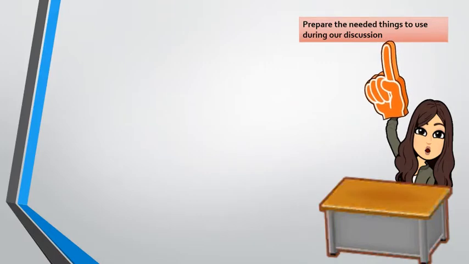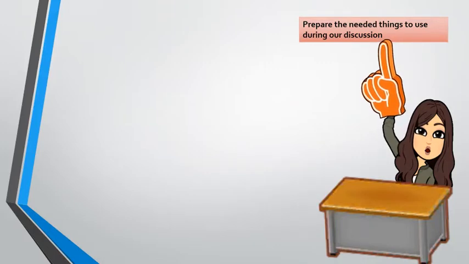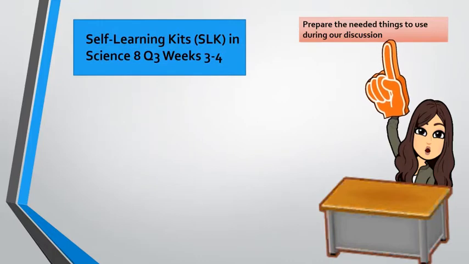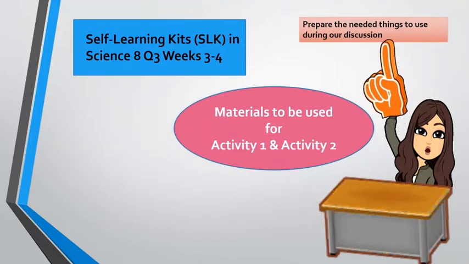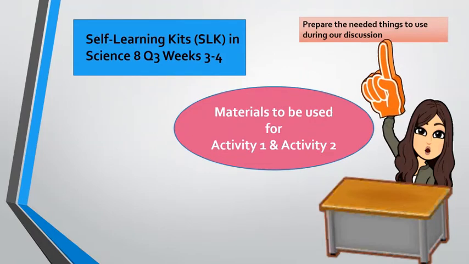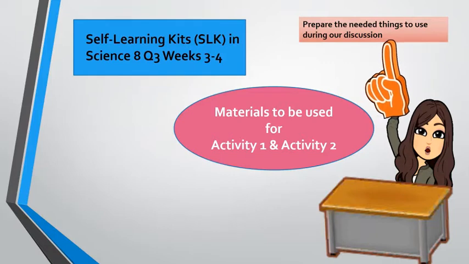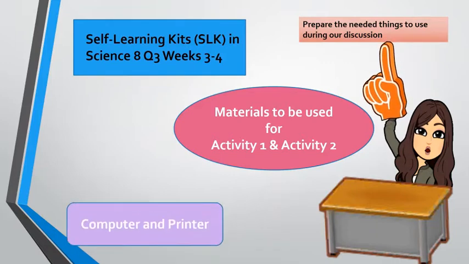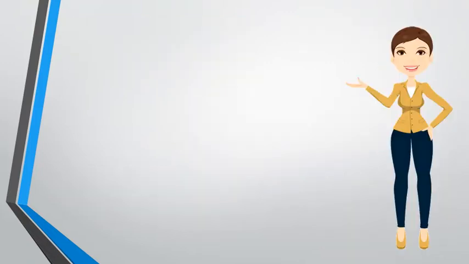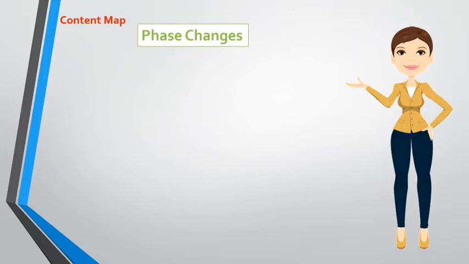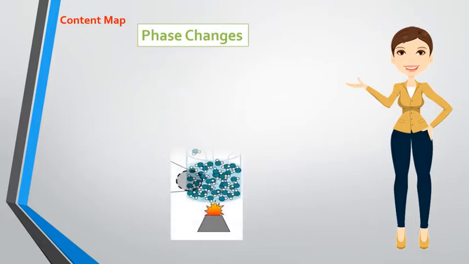Now, I need you to prepare the needed things to use during our discussion. Again, please have your SLK with you, and then there are materials that you need to use for Activity 1 and Activity 2. It is listed and found in your SLK, and have your computer and printer ready with you as well. On the next page is the content map that shows an overview of phase changes.